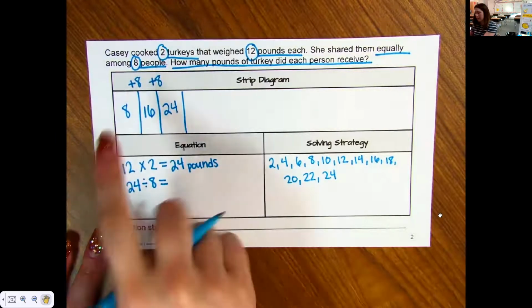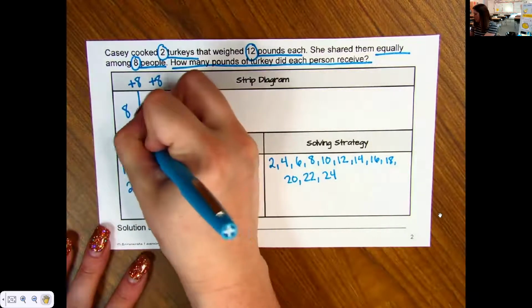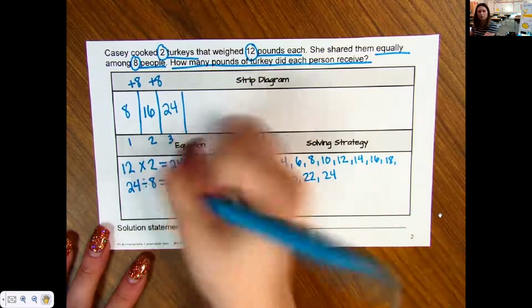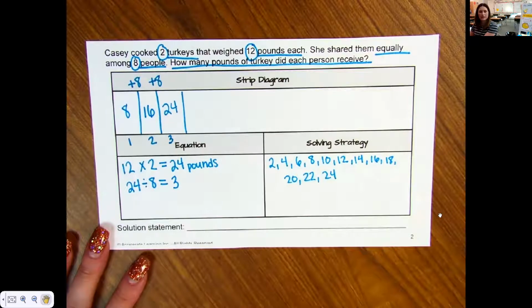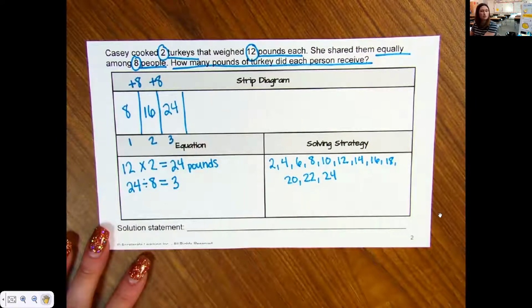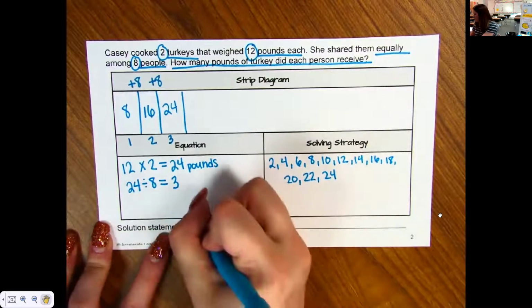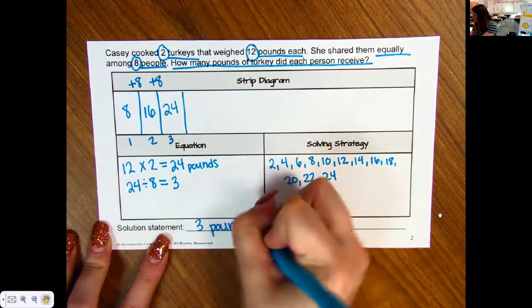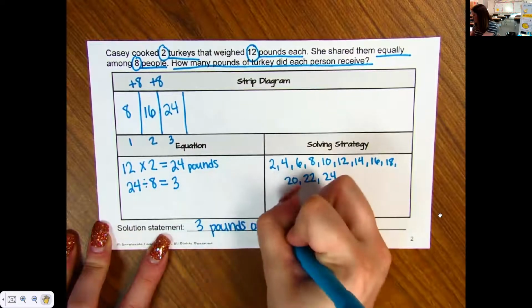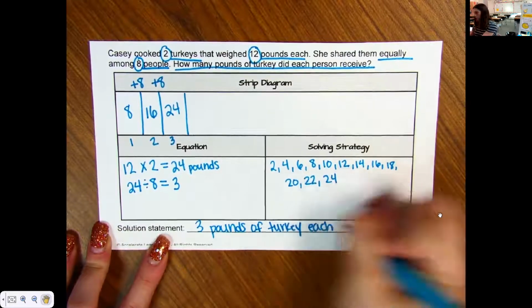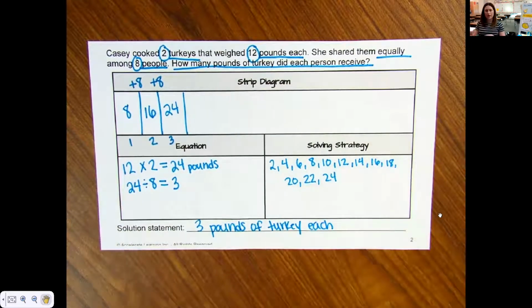All right, well, let's see. How many strips do I have? 1, 2, 3. All right, well, my answer must be 3 because that's how many strips I have. So then my solution statement's going to say 3 pounds of turkey each, right? They got 3 pounds of turkey each.